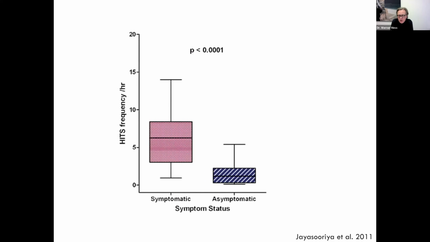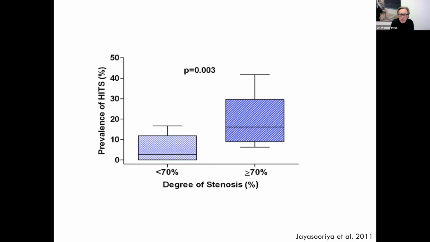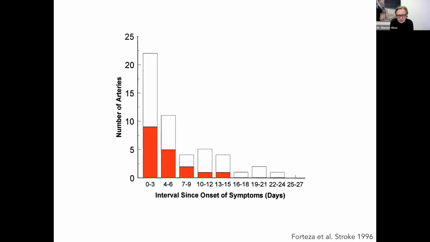This is from a very nice review, and it shows that you will have more emboli in symptomatic patients than in asymptomatic patients. And you will have more emboli in a stenosis with a higher degree of stenosis than in a low degree of stenosis. And this is also very important: the sooner you perform the measurement, the higher the probability that you will find emboli.